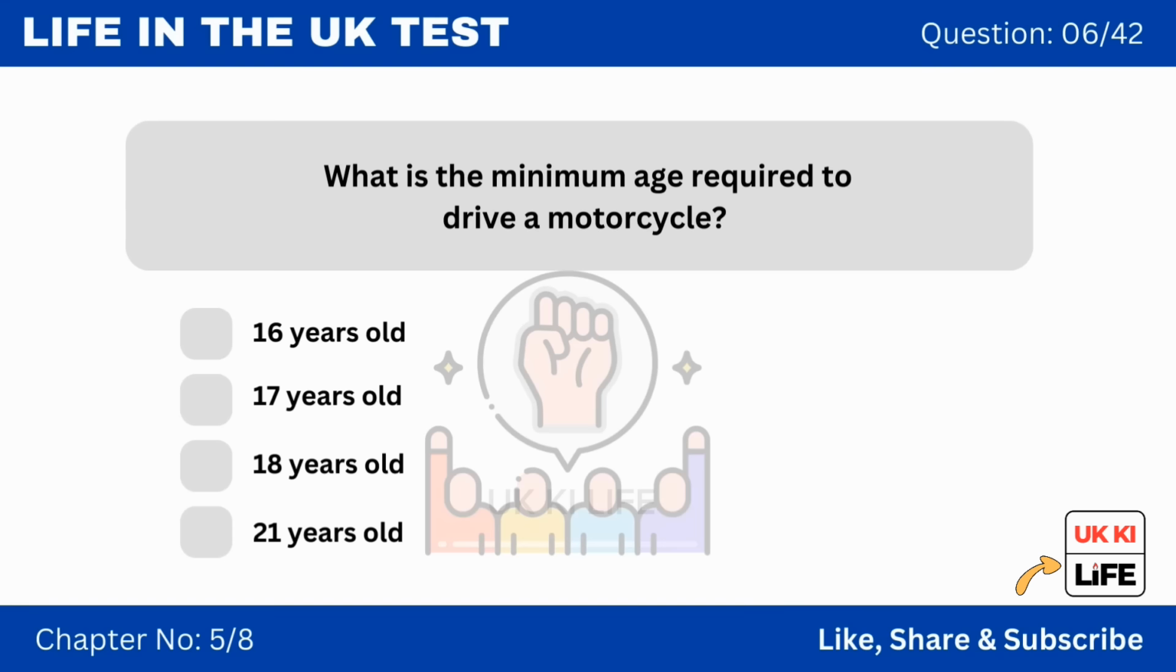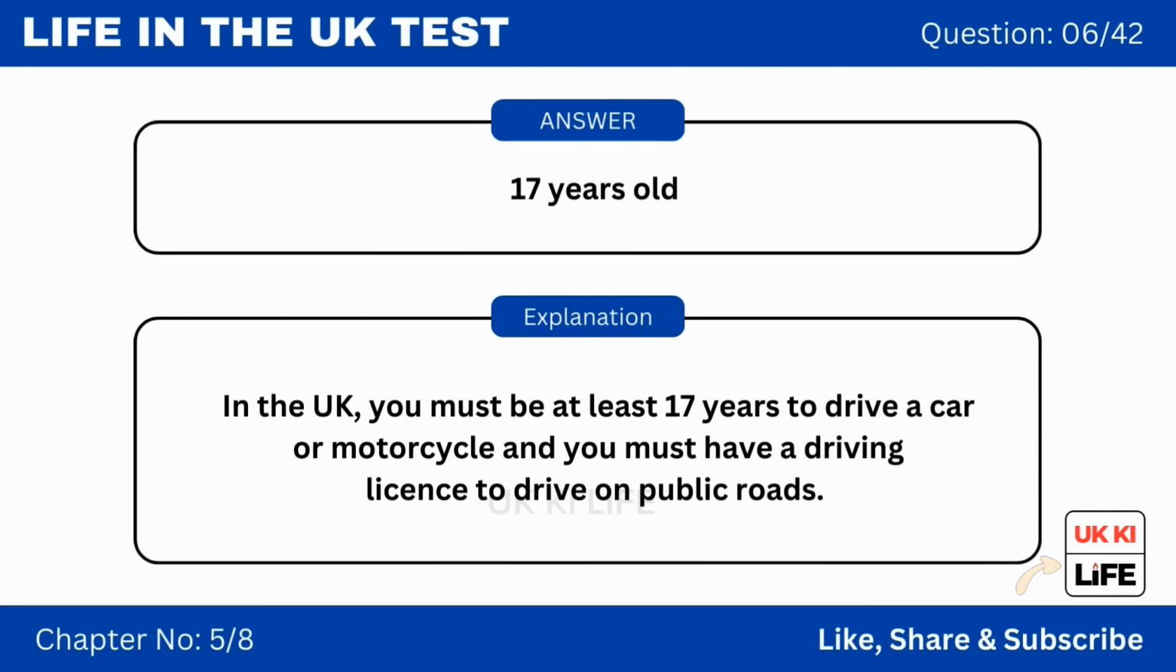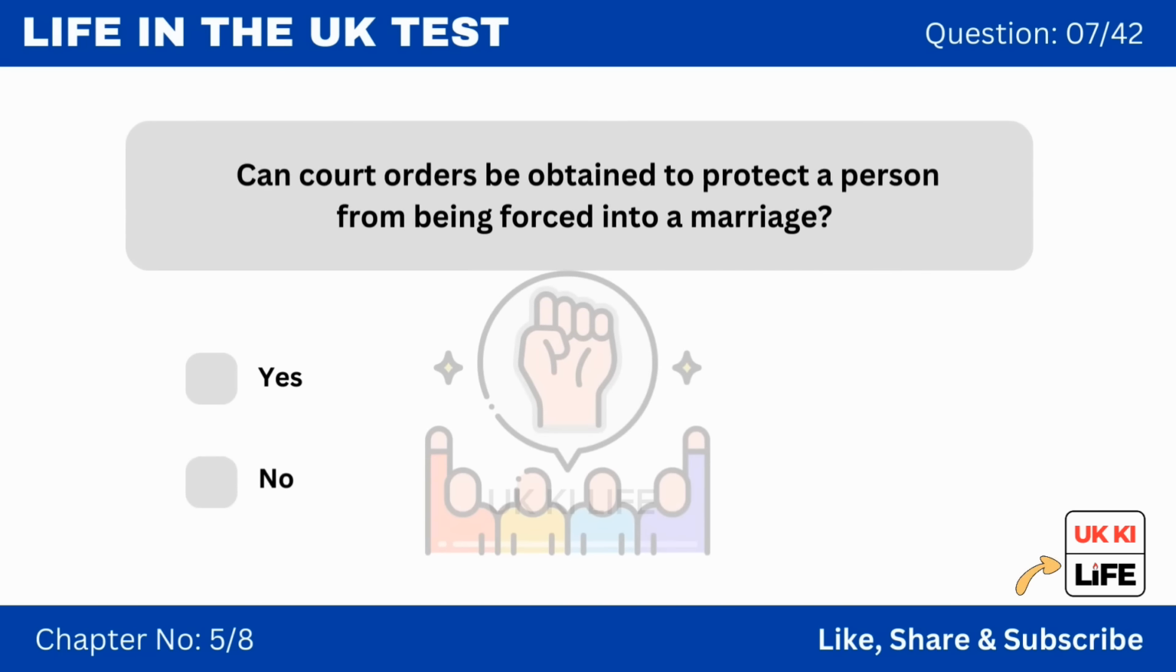The correct option is B. Explanation. In the UK, you must be at least 17 years to drive a car or motorcycle, and you must have a driving license to drive on public roads. Question 7. Can court orders be obtained to protect a person from being forced into a marriage? Yes. No.